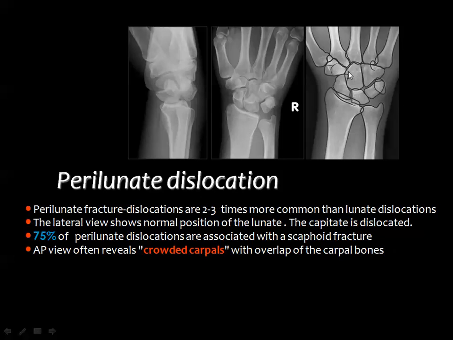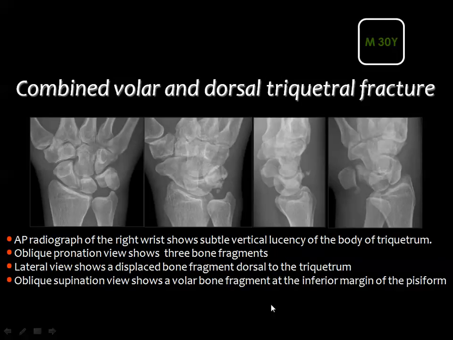Whenever these relations are disrupted, then you get what is known as crowded carpus. You see here the carpal bones are usually arranged in a nice way like this, but in the frontal view you see that the carpal bones are as if they are superimposed on each other. Then we have mentioned that there are 3 bones involved in the perilunate dislocation: the scaphoid, which is fractured in 75% of the cases, the triquetrum, and the capitate.